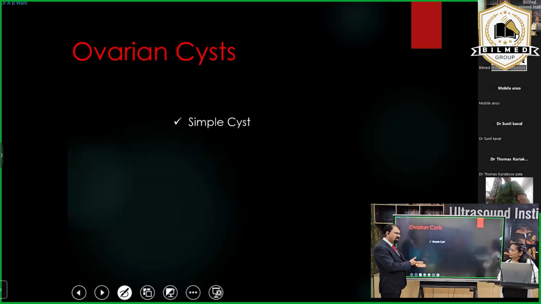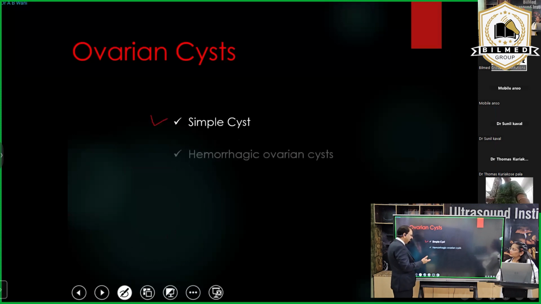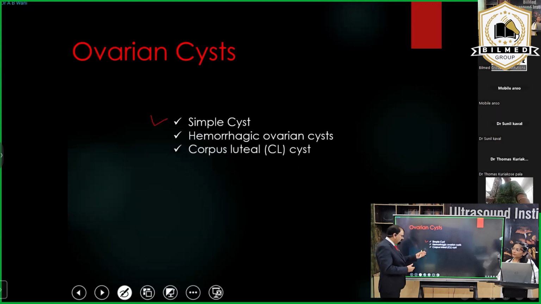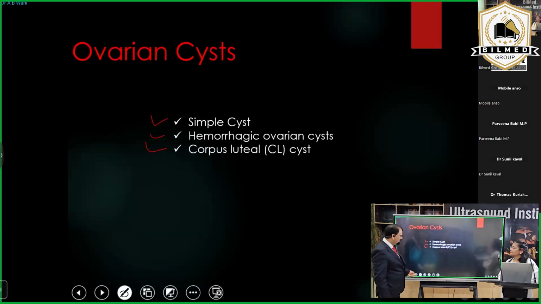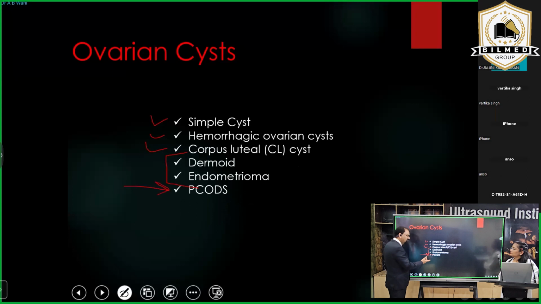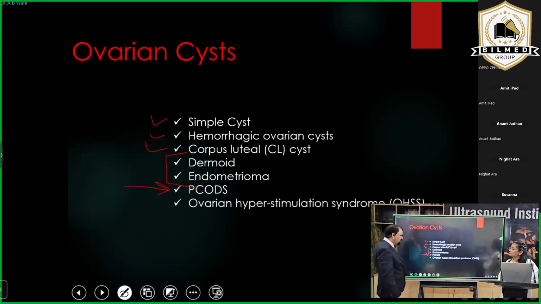First, simple cyst. What next can there be? Functional cyst. So this is all in the simple cyst, right? Now there can be a hemorrhagic cyst also. Can't there be a corpus luteal cyst? Of course, there can be. Dermoid cyst. Then sometimes we have to differentiate a dermoid from an endometrioma. Now endometrial cyst can be there, chocolate cyst. Can't there be PCOD in that ovary? PCOD can be there.